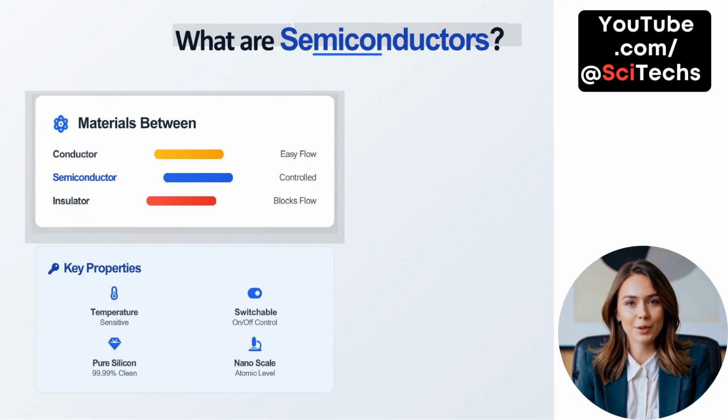Semiconductors have several key properties. They are temperature sensitive, meaning their electrical behavior changes with heat. They are switchable, which means they can turn current on or off, just like a light switch. The most common semiconductor material is pure silicon, refined to 99.99% purity to ensure precise electrical performance. And they operate at the nanoscale, where features are built at the atomic level. These traits make semiconductors ideal for building the foundation of modern electronic devices.